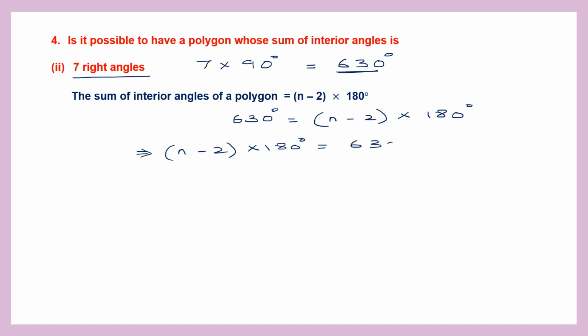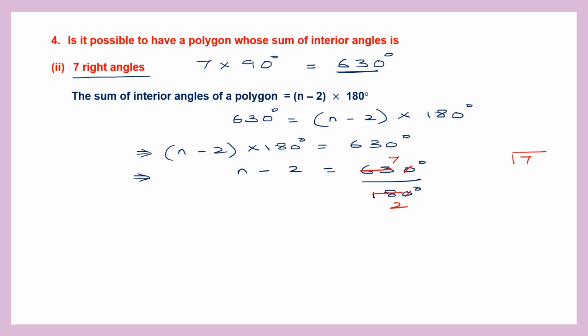Okay, so 630 degrees. Now we're going to find the value of n minus 2. How are we doing it? We're taking 630 degrees and dividing this by 180 degrees. Now 180 is here. It's multiplication, but I took it to the other side, so it's become division. Now here let me cancel. I can cancel this 0 and this 0. Now I can cancel 63 and 18 by 9, isn't it? 9 sevens are 63, 9 twos are 18. So this is 7 by 2.